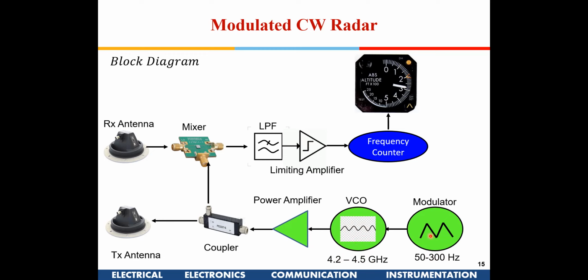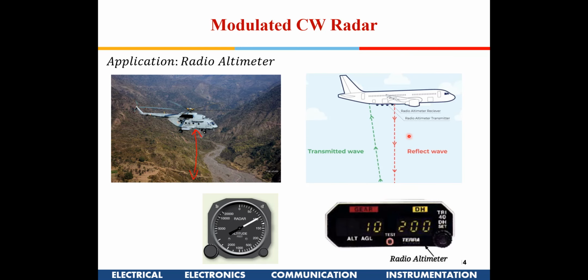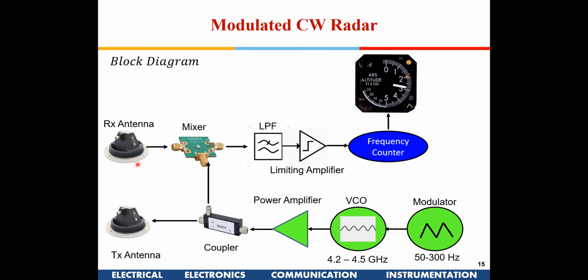From this center frequency, it will go plus or minus 300 or plus or minus 100, whatever we set here. Then there is a power amplifier through a coupler, and the signal is transmitted. A portion of what is transmitted we need to give to the mixer also, because once we receive the signal, you will have a receiver antenna. These antennas are fixed on the bottom surface of the aircraft. Here you will have a transmitting antenna and a receiving antenna on the bottom fuselage.